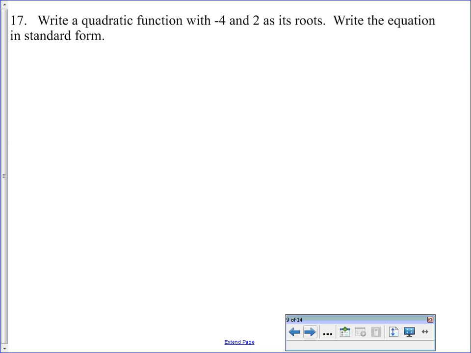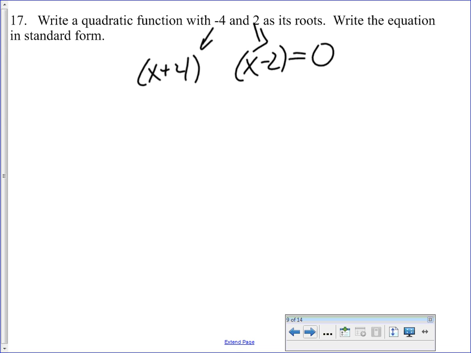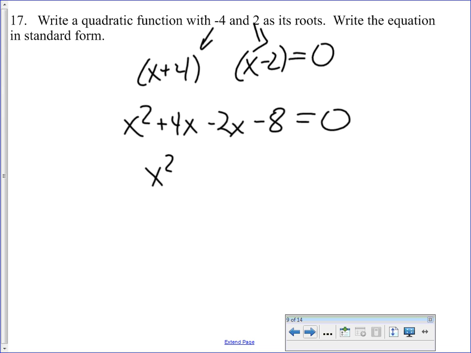All right, that's enough of solving. Write a quadratic function with -4 and 2 as its roots. Write the equation in standard form. Well, if -4 is the 0, then x plus 4 is the factor. If 2 is the 0, then x minus 2 is the factor. And those multiplied together are going to equal 0. So it said write it in standard form. Well, I just have to FOIL this out. x squared plus 4x minus 2x minus 8 equals 0. Or x squared plus 2x minus 8 equals 0.